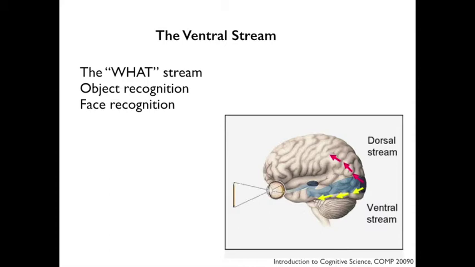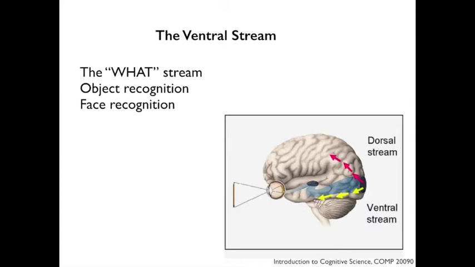How do we know this? Well, since about the 1950s, scientists have been able to insert very, very fine electrodes into individual nerve cells. And then what you can do is you can see what do these nerve cells respond to. There are some problems with this approach. It's very difficult.